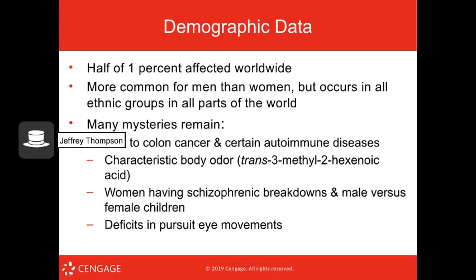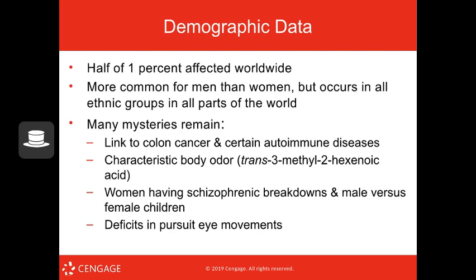So half of 1% of the worldwide population deals with schizophrenia. So relatively common-ish. That was a weird ish. Sorry about that. It's more common for men than women, but it does occur in all ethnic groups in all parts of the world. There are some disorders that have a strong cultural bias. For example, eating disorders, that's a very Western culture thing. In the global South, South America, Africa, you're not seeing eating disorders be as common as you would see in America, Europe, those types of countries.